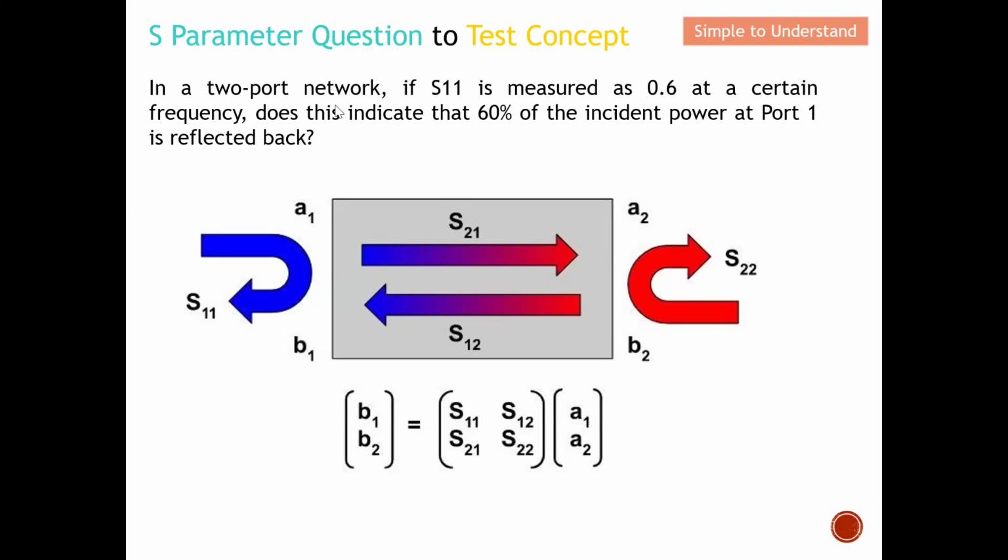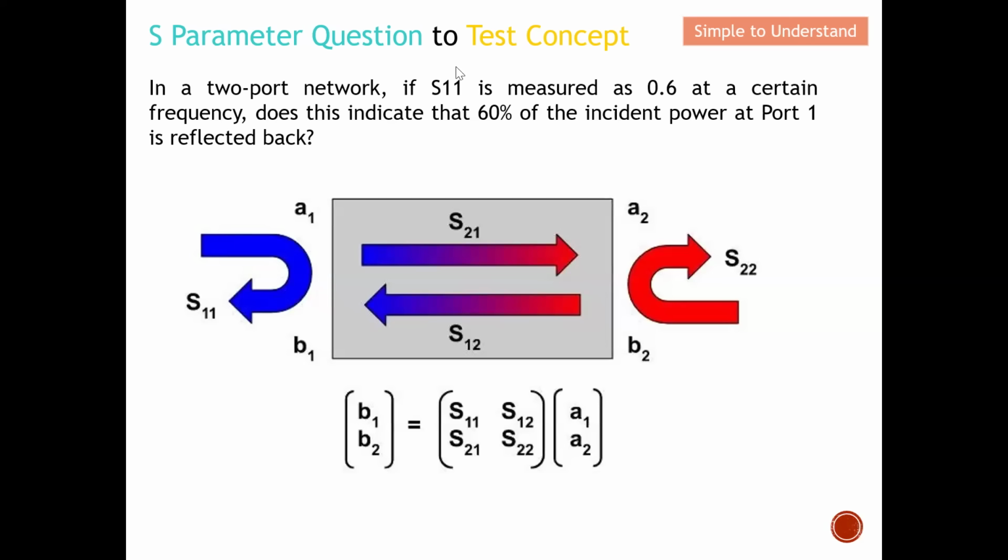In a two-port network, if S11 is measured at 0.6 at a certain frequency, does this indicate that 60% of the incident power at port 1 is actually reflected back? Before we discuss what S11 actually is, you should know that S11 determines something that is reflected. Maybe when you finish this video, you will have a better idea what S11 is.